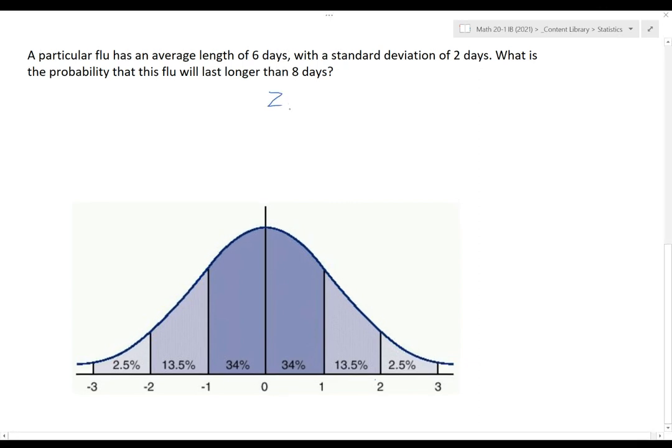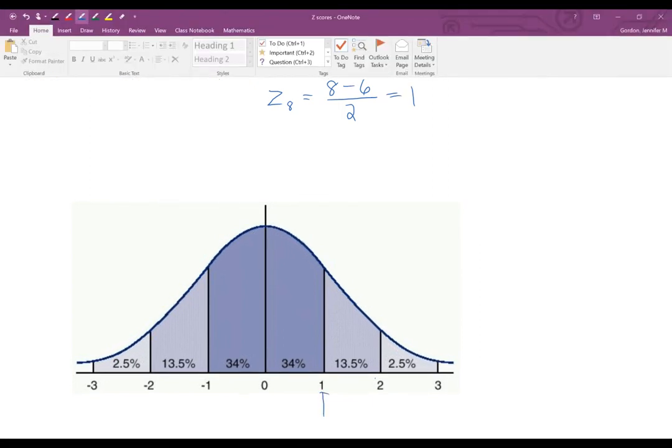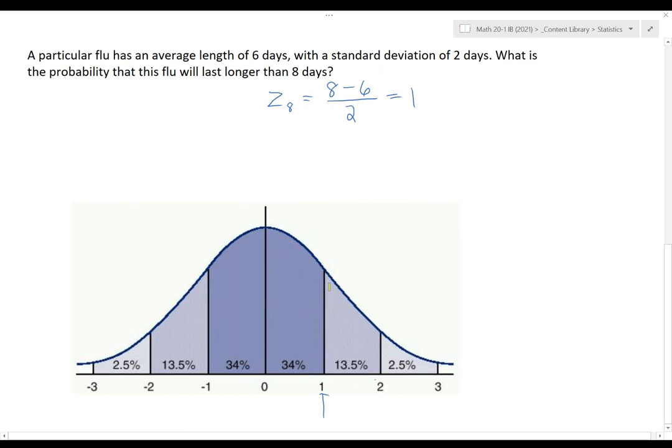The z-score for 8 days is 8 minus the mean, which was 6, divided by the standard deviation, which is 2. So 8 minus 6 is 2, divided by 2 is 1, a z-score of 1. That corresponds to this point on the chart. And we want to know the probability that the flu will last longer than 8 days, so within this region of the graph.